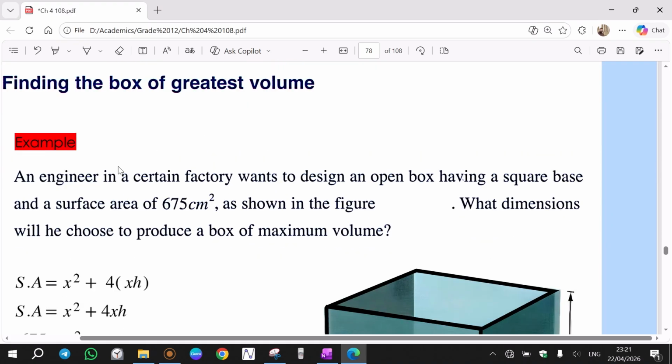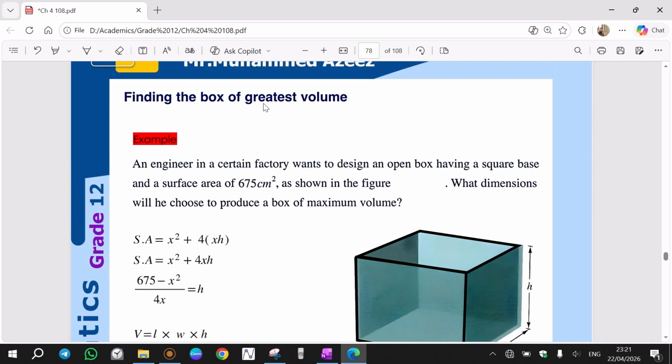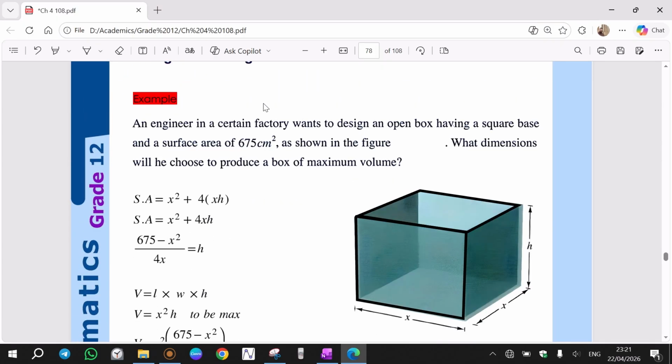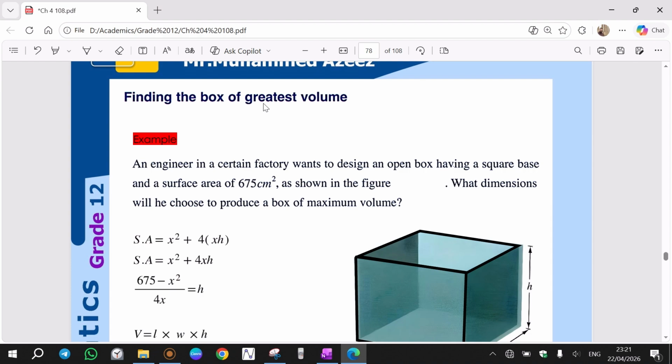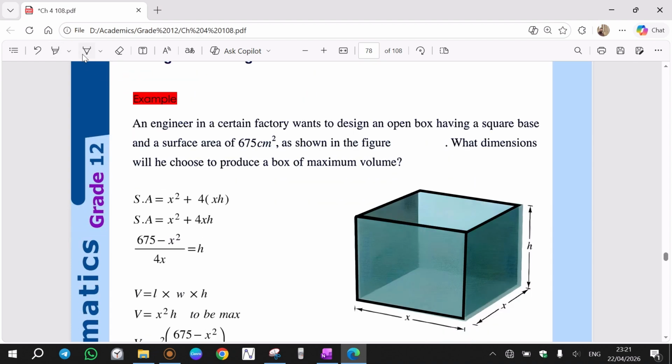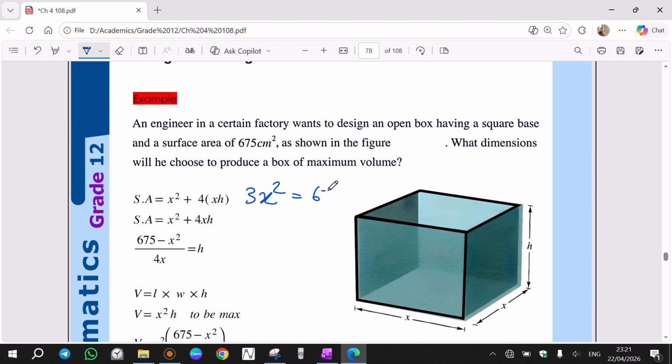Finding the box of greatest volume. For this question, I'm going to show you a way that is not a complete fast way, but it's like a shortcut that works all the time, and the shortcut is quite scientific. Whenever you see this open box question, straight away write 3x squared. This is the key. 3x squared. We have two open box questions, each one has different ideas and different givens. When you see this open box question, surface area is given, then directly write 3x squared and equalize 3x squared to 675.